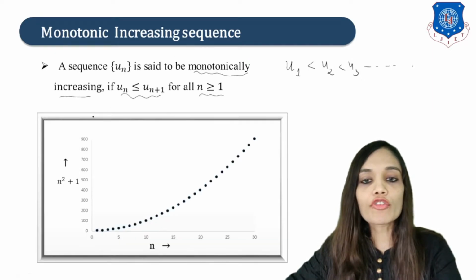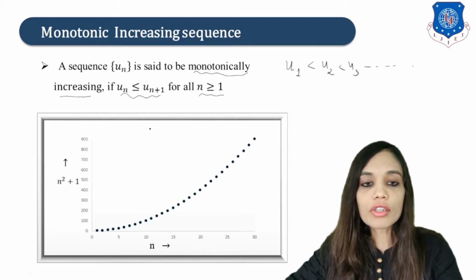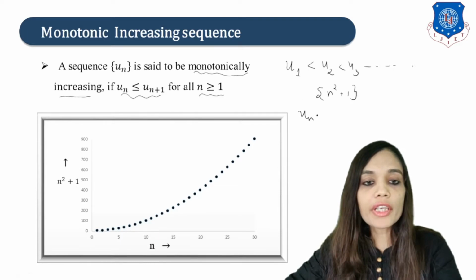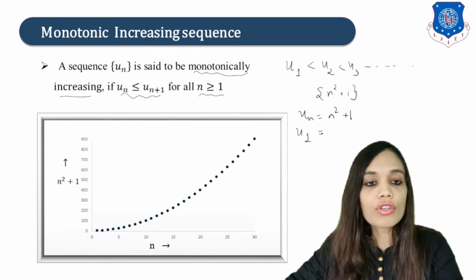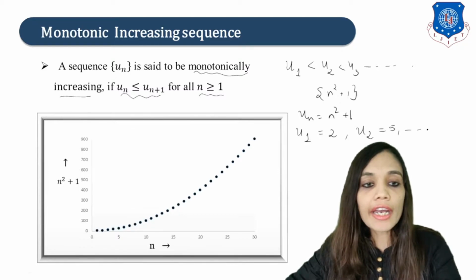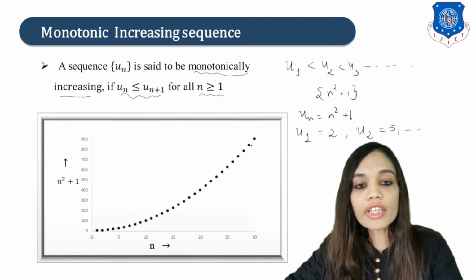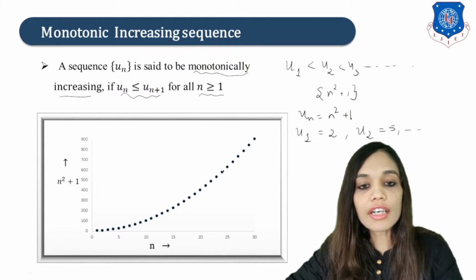Now, let's see a graph of the sequence n square plus 1. If you are given the sequence n square plus 1, then Un will be equal to n square plus 1. Now, start putting the values of n. Firstly, we will replace n by 1, so you will get the answer 2. Now, if you put n equal to 2, you will get U2 as 5, and so on. So, you can see U1 is less than U2. Therefore, this sequence is monotonically increasing and you can see in the graph also that it is an increasing sequence.